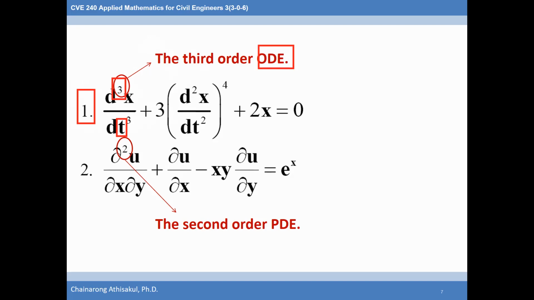Okay, and for the second one, you see that we have two independent variables like this, and the highest order of this equation is the second order. So we call this equation a second order partial differential equation, because it has two independent variables here. Okay, are you all right? So this is just a little bit of review for the classification of the types of differential equations that we have to know.